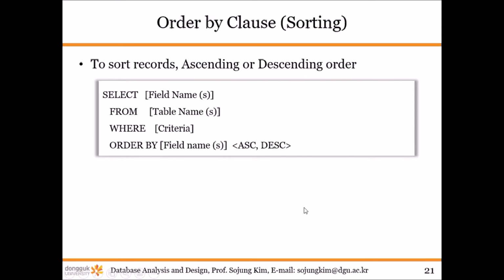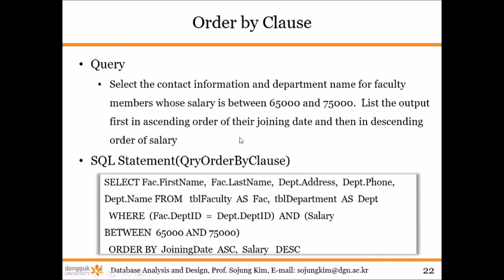We also have, you can sort the data using SQL. In order to sort the records in ascending order or descending order, you can use this keyword here, the ORDER BY clause, with a field name and ascending or descending. You can choose one of them. Do not type both at the same time. All right, so here is a question.